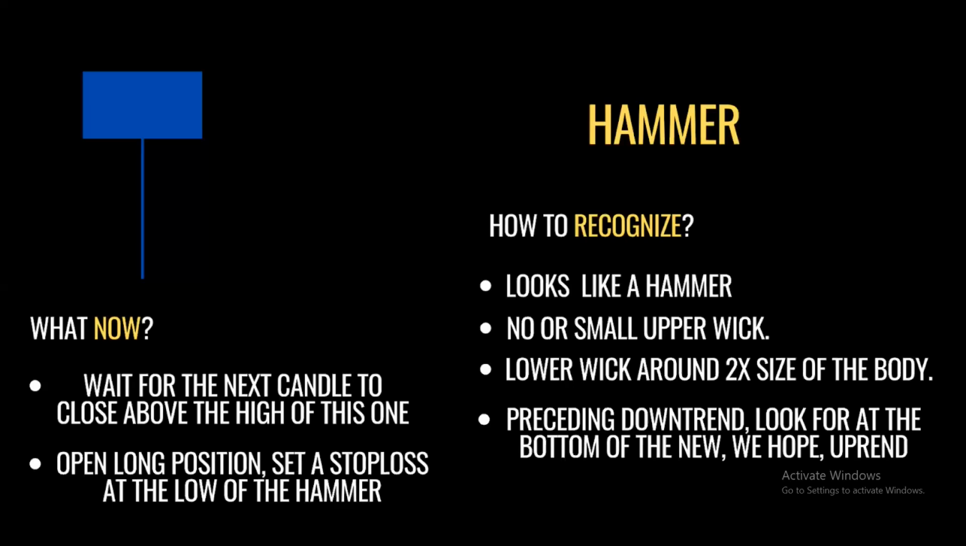In this case, we have the hammer, right? And for the hammer, I said no or small upper wick. The hammer can have a big wick up, right? It can have a big wick up and a small wick down, but it's still going to be the hammer. So in that case, we wait for the next candle to close above the high of this one, go in for the buy, open a long position, set a stop loss at the low of the hammer, and once again, secure your bag and make some money.